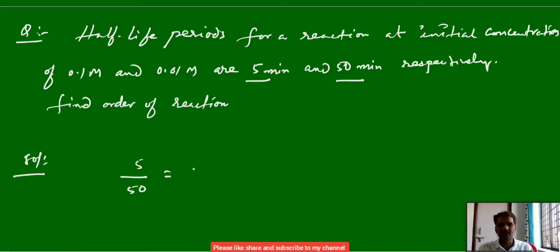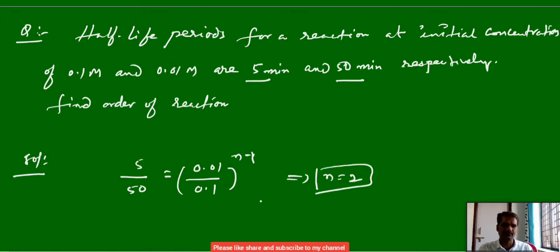A2 by A1, here A2 means 0.01 by 0.1, whole power n minus 1. Right. Again, just simplify this one, we will get n is equal to 2. Again, it shows that it is a second order reaction. So by using the half-lives and initial concentration, we can identify the order experimentally.